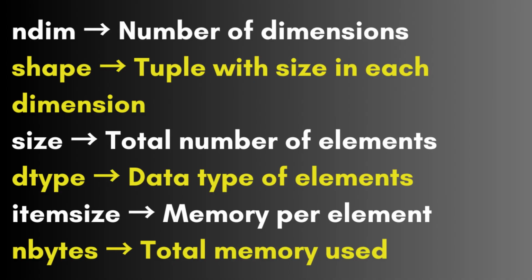So a quick recap. ndim returns the number of dimensions. Shape returns a tuple with the size in each dimension. Size is the total number of elements. Dtype returns the data type of elements. Itemsize is the memory per element in bytes, and nbytes is the total memory used. So that's how you will inspect the arrays that you have created to understand your arrays better. So that's a wrap on array inspection in NumPy. You are now equipped to explore any array you work with.